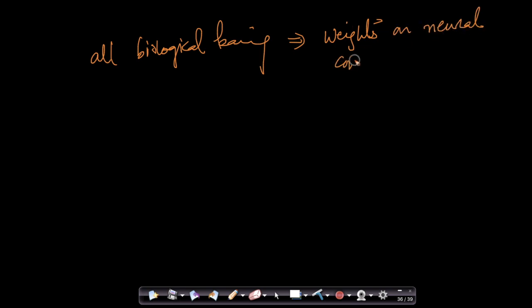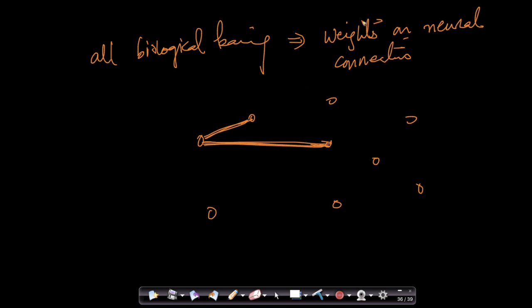So all biological learning is nothing but weights on the neural connections. What we're literally doing is we have this machinery of neurons, and learning is nothing but connecting these edges. First of all, the weight could be zero, which means there is no connection. But as the weight increases, new connections are formed.